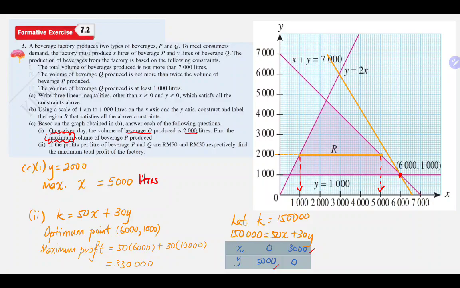So this is our optimum point where the maximum profit happens, equal to 50 times 6,000 plus 30 times 1,000. All right. So we have 300,000 plus 30,000, 330,000 ringgit Malaysia. The end.